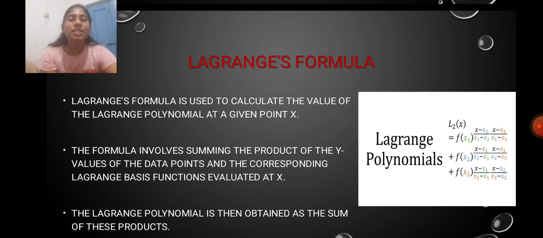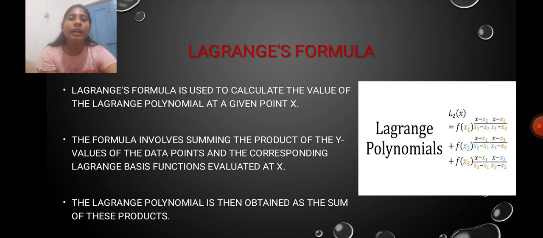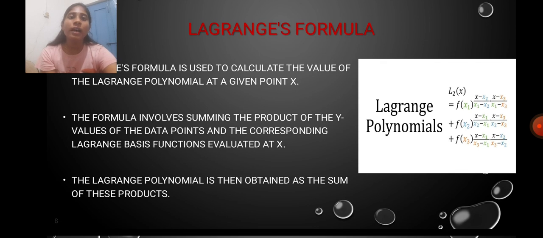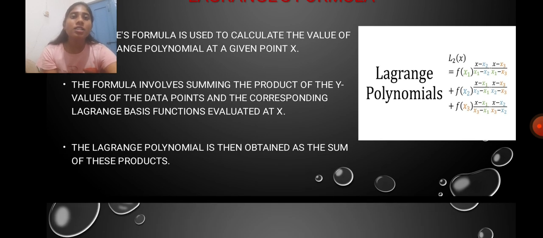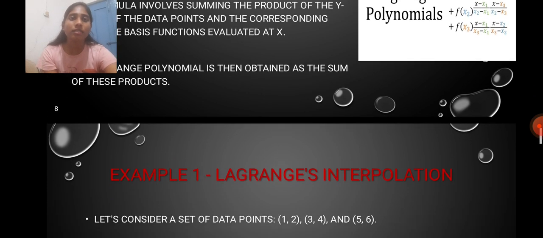Lagrange's formula, as I said before in the slide, is used to calculate the value of the Lagrange polynomial at a given point x. The formula involves summing the product of the value of the given data points and the corresponding Lagrange basis function evaluated at x. The Lagrange polynomial is then obtained as the sum of these products.